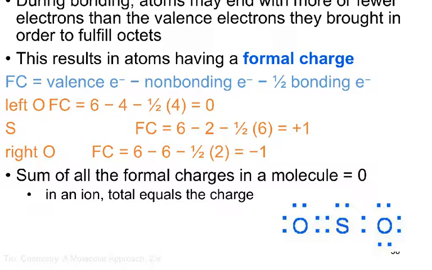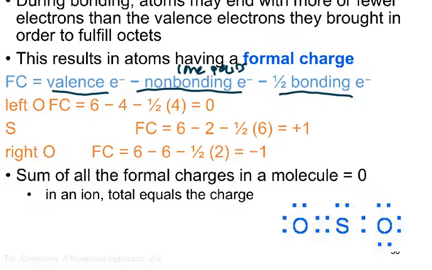So to calculate formal charge, what you're going to do is take the number of valence electrons that an atom started with, subtract the number of non-bonding electrons, or the lone pair electrons, then mentally divide each bond in half and give each atom half of the bonding electrons.